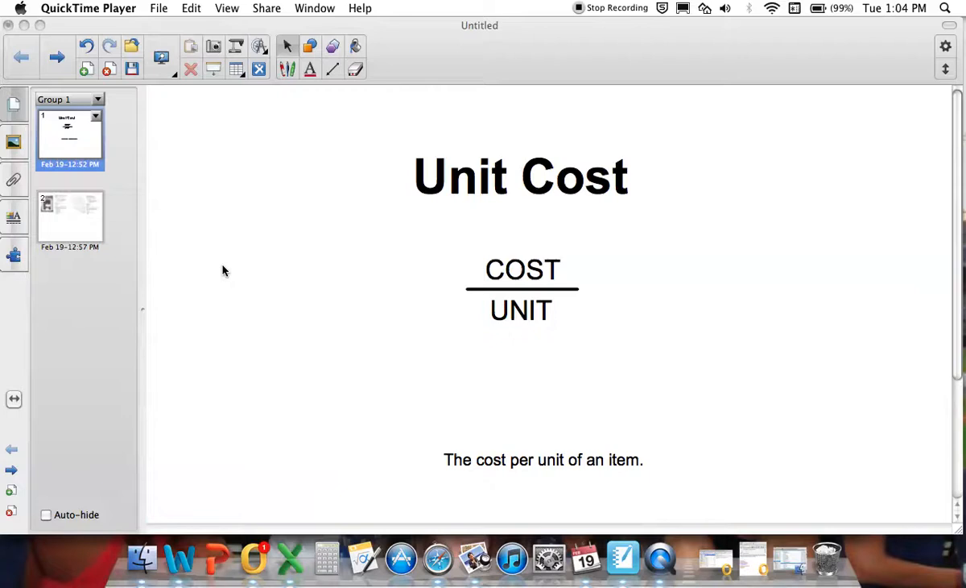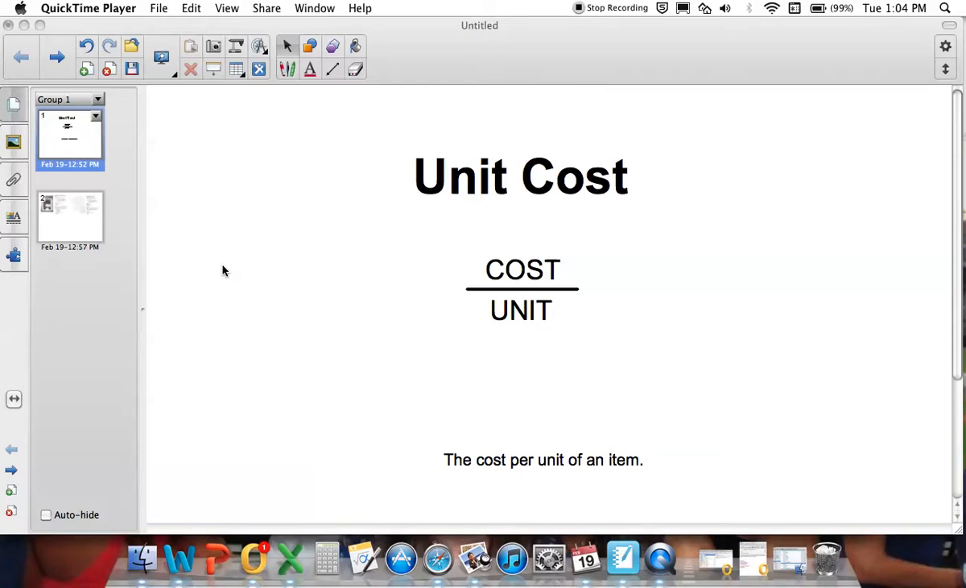This is a quick video about unit cost. You should write down this whole page. It's very short. Unit cost is the price per unit of one item. Cost, or the dollar amount, will always be in the numerator. That's the wonderful thing about unit cost, okay? So cost is always going to be in the numerator.